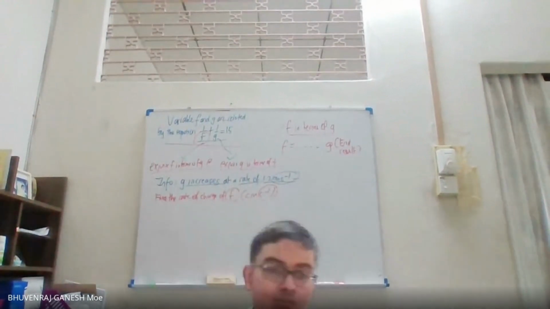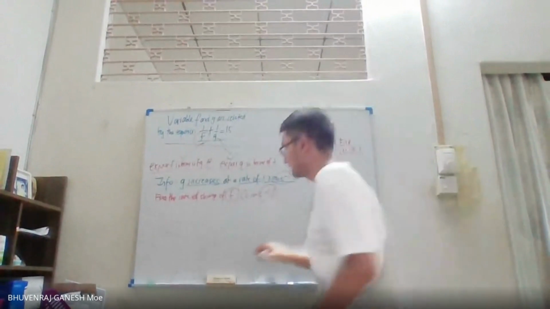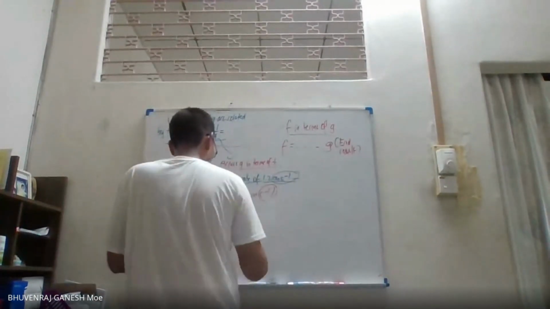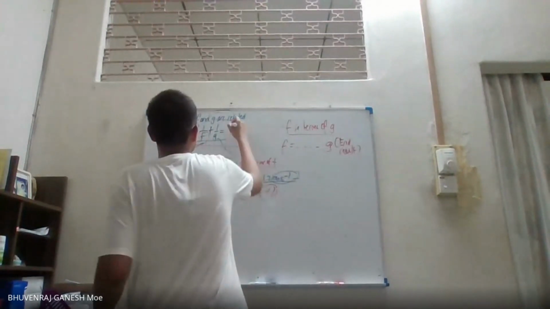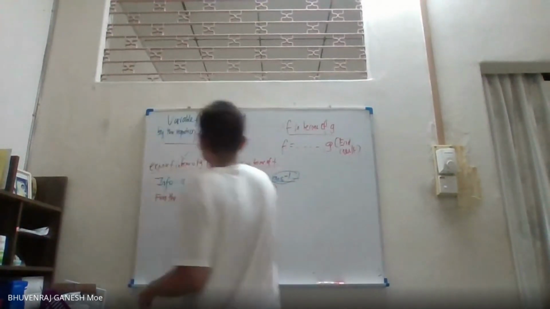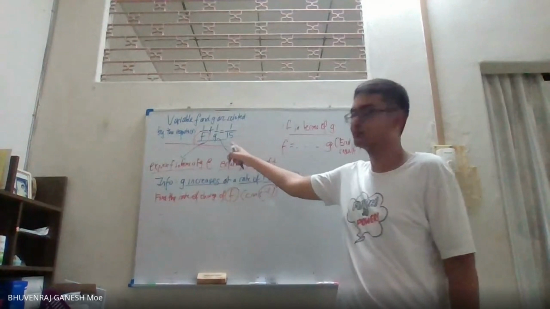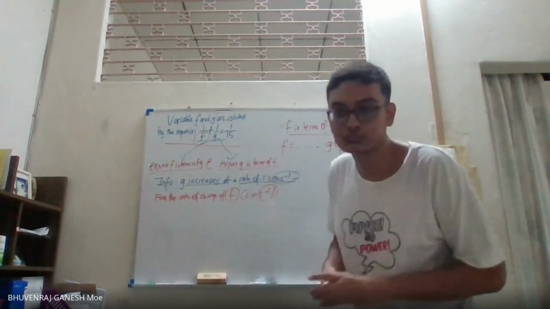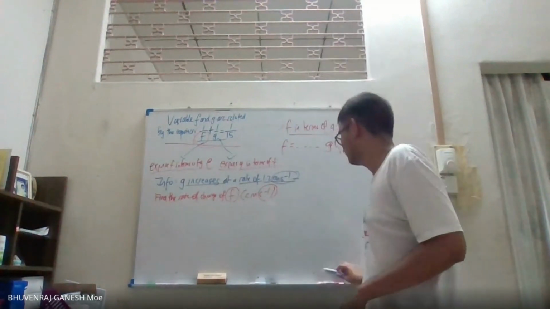Wait, this one got one mistake here. You might get the wrong answer. Don't start it. Stop first for a while. This one is 1/15, not 15. Modification here: 1/f plus 1/g is 1/15. Okay.